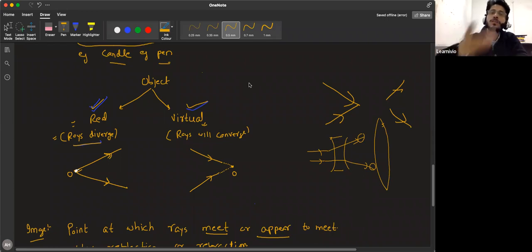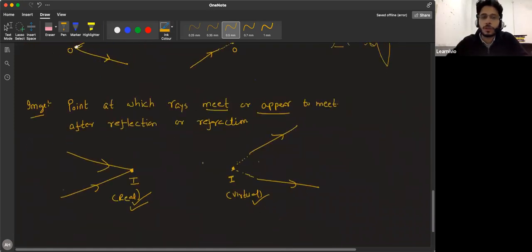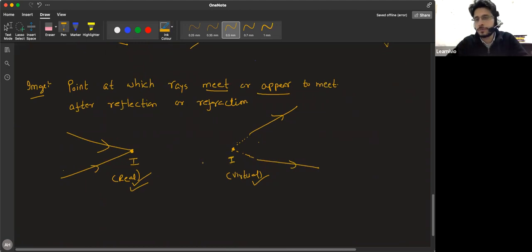so for that other lens, the object is virtual. In short, if you want to identify whether your object is virtual or real, just look at the rays. If the rays are coming diverging, then this is a real object. But if rays are converging, then it's a virtual object. For image, it's reverse.